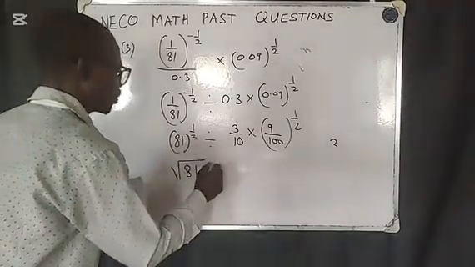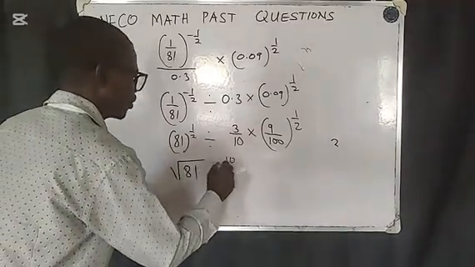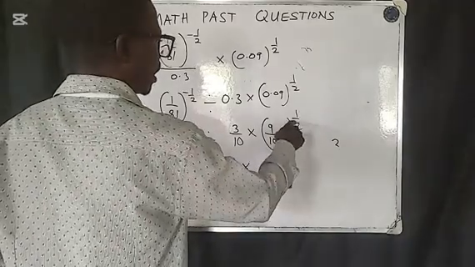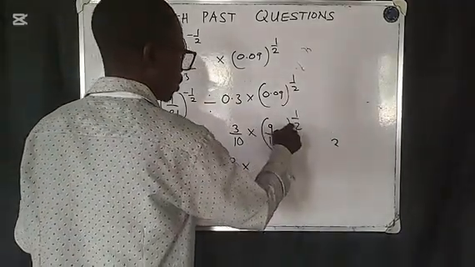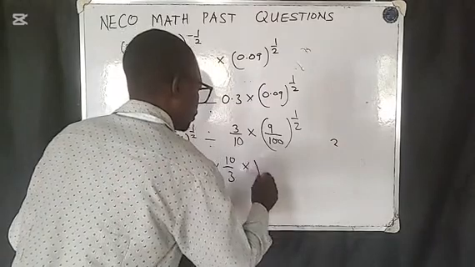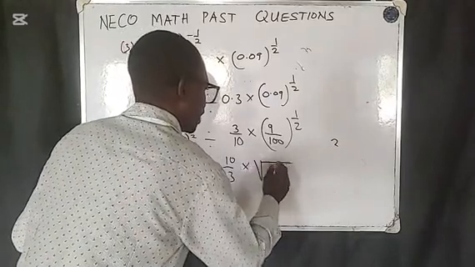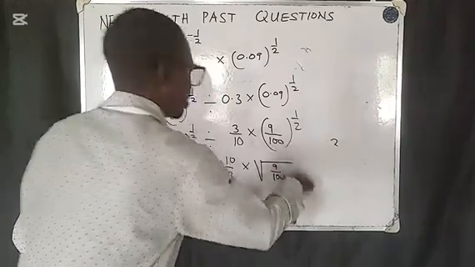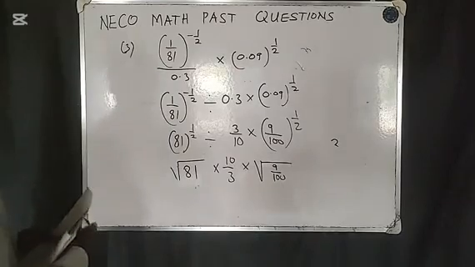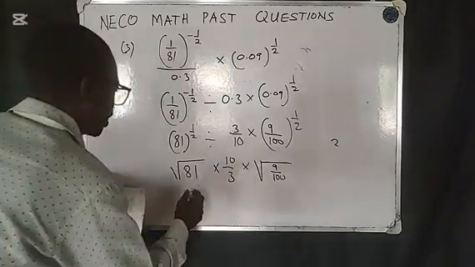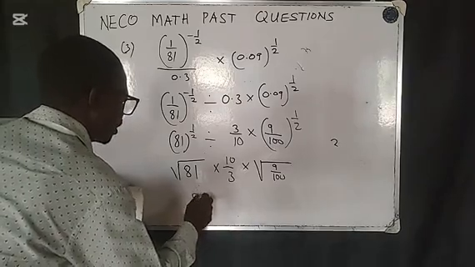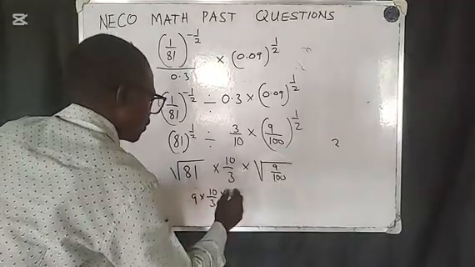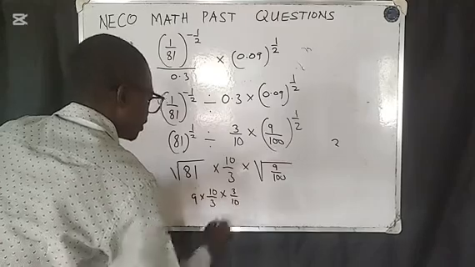So we say this one changes to times. This one becomes 10 over 3. Then let's apply this. Fractional power is root according to the denominator. This one will become 9 over 100, all raised to the power of 1, but it's not necessary to put it. So we find the square root of 81, which is 9. Then we have 10 over 3. We find the square root of this, which is 3 over 10.